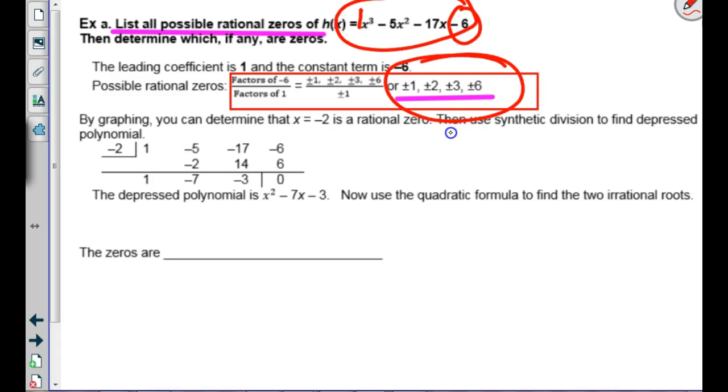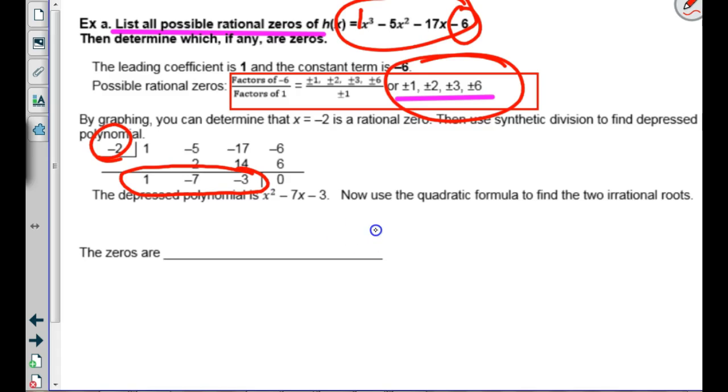You guys have a graphing calculator, so you can actually do it. They found -2 worked. This depressed polynomial was this. Does this factor further? Guess what? It does not factor further. X squared minus 7x minus 3 does not factor further. You're going to have to find all the zeros in section 2.4, which means you're going to have to find imaginary zeros as well.